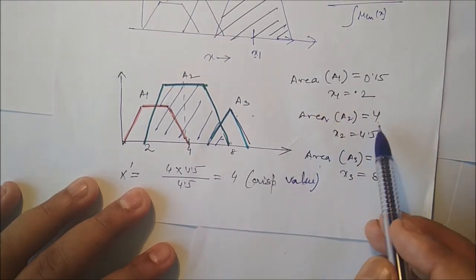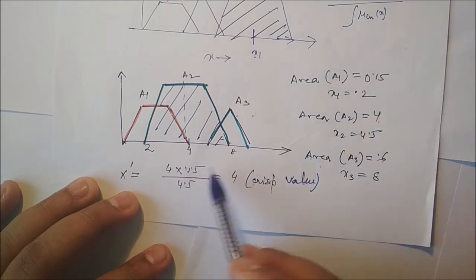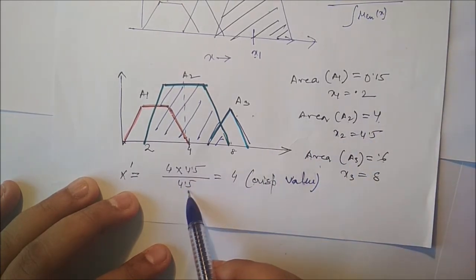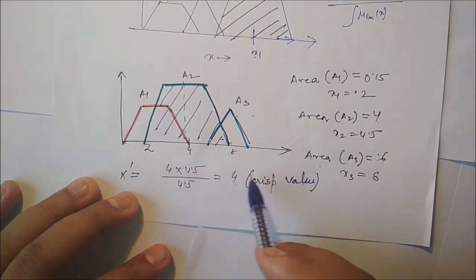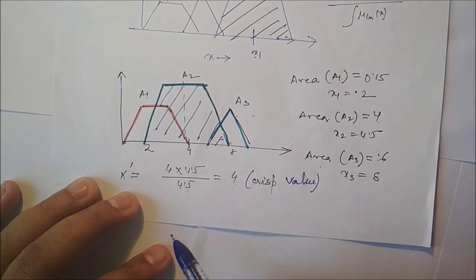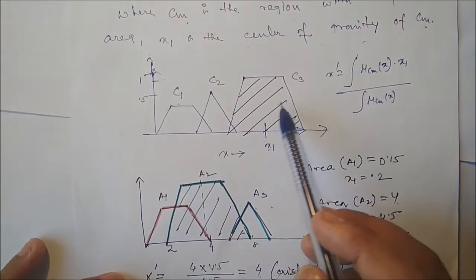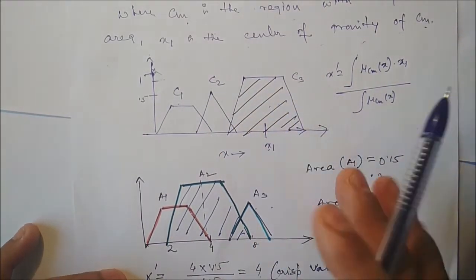So the largest area is a2. We have to apply the formula: 4 into 4.5 divided by 4, that means area into 4.5 divided by the area. So the answer will be 4.5. That is the crisp value if you use the centroid method. In the centroid method we have just identified the largest subregion, and we consider only this particular region to identify the crisp value.